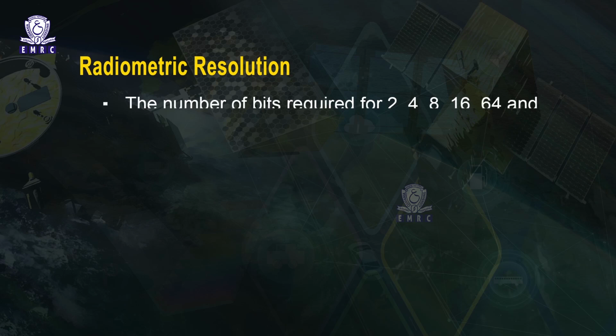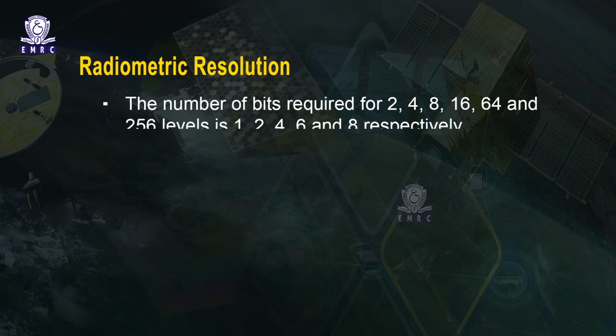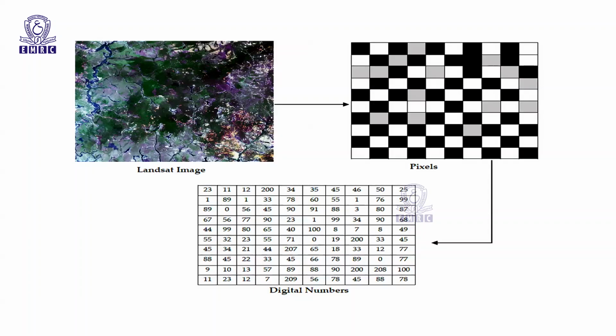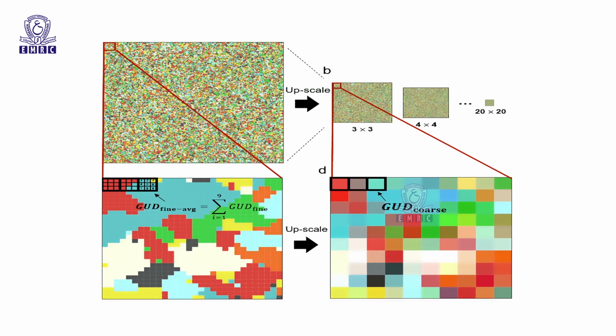Thus, the number of bits required for 2, 4, 8, 16, 64 and 256 levels is 1, 2, 3, 4, 6 and 8 respectively. In an image, the energy received is recorded and represented using the digital number. The digital number in an image may vary from 0 to a maximum value depending upon the number of gray levels that the system can identify, that is the radiometric resolution. Thus, in addition to the energy received, the digital number for a pixel varies with the radiometric resolution.